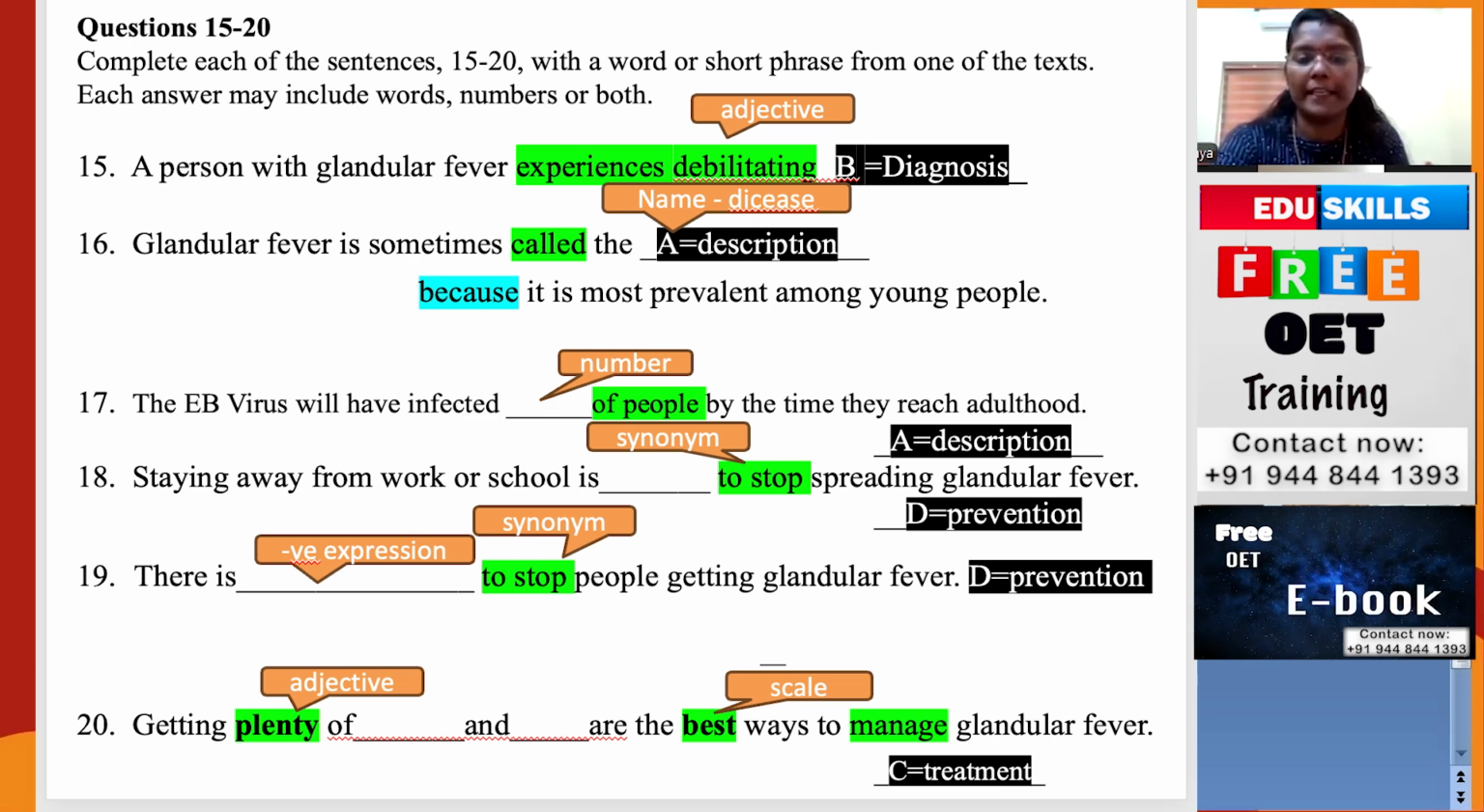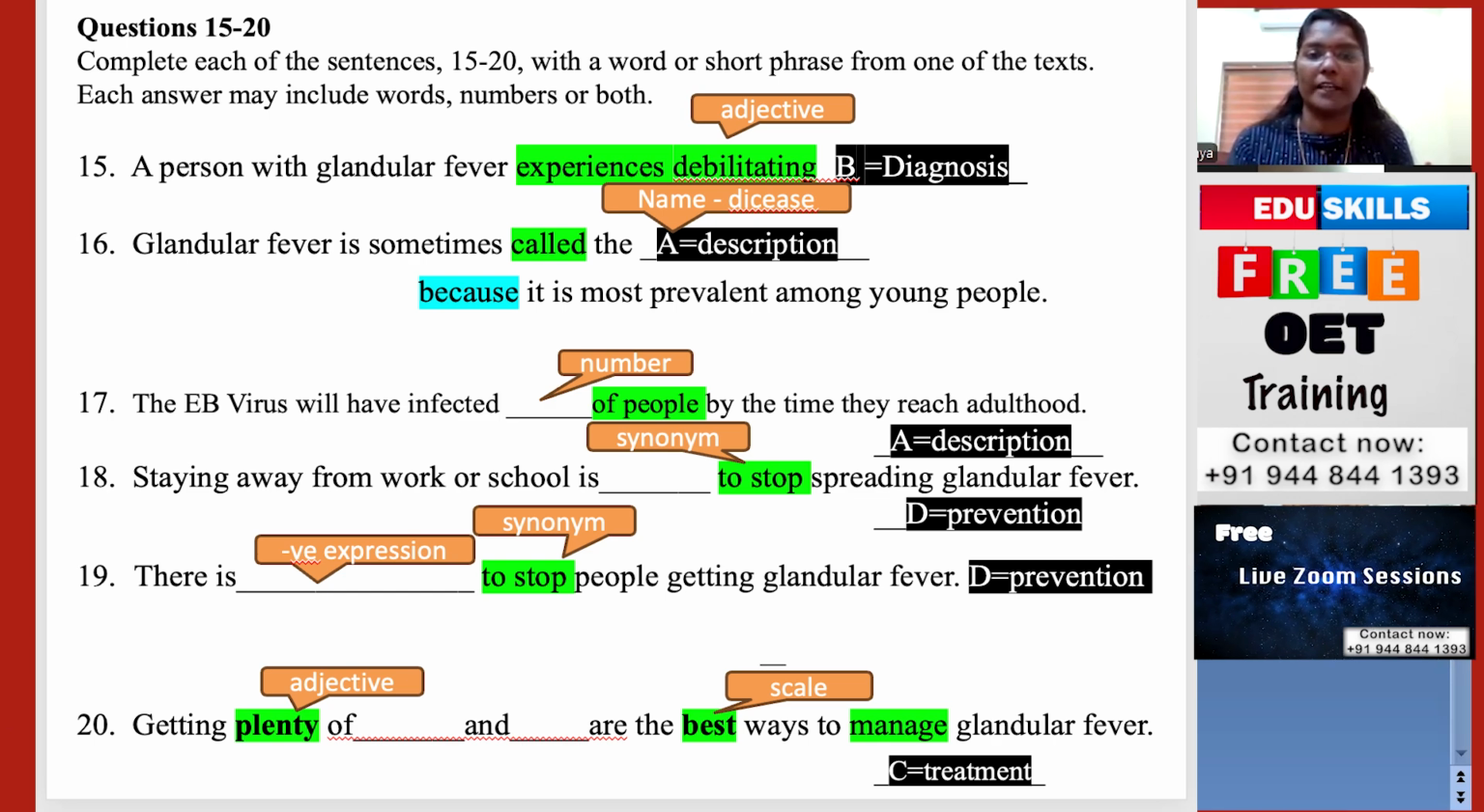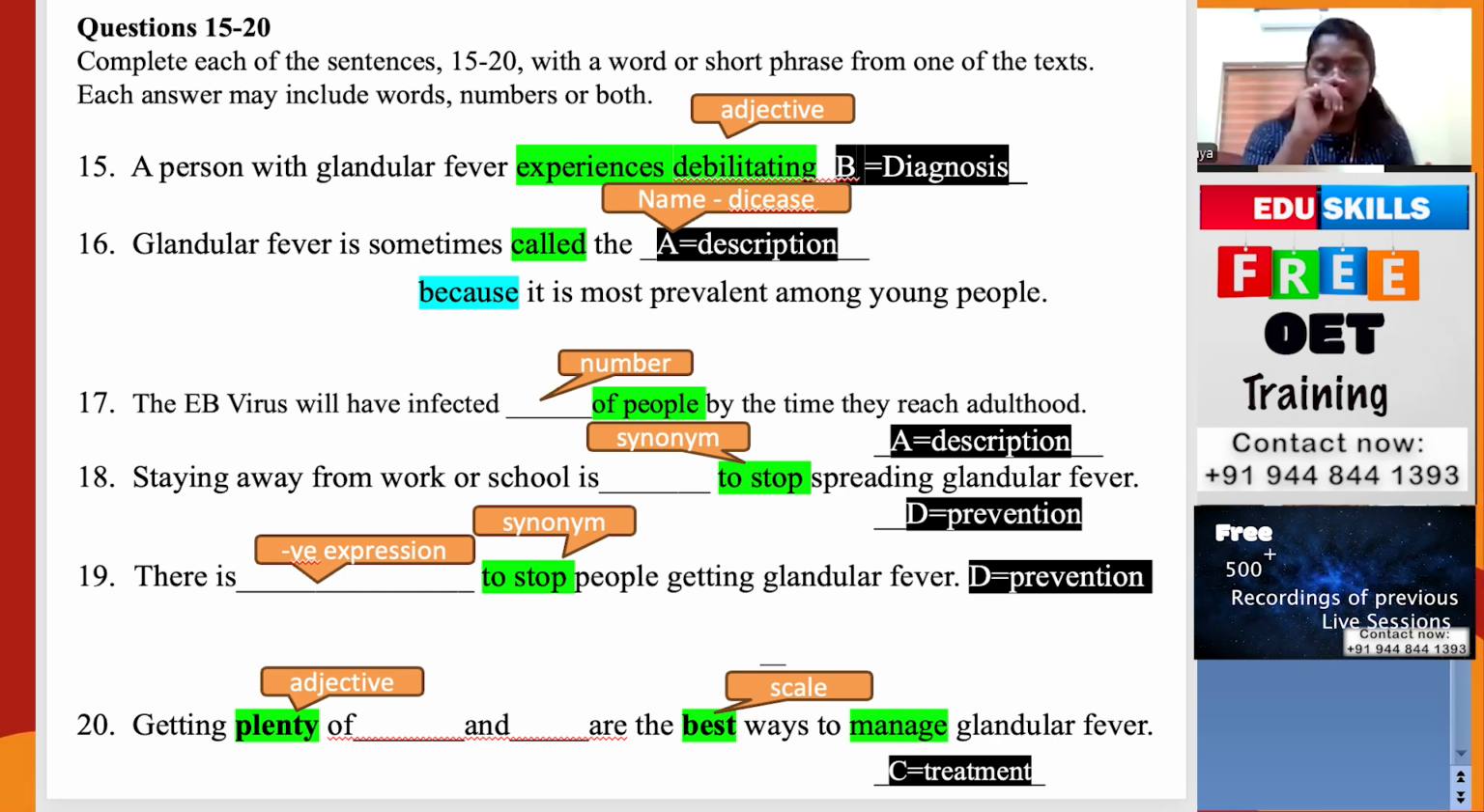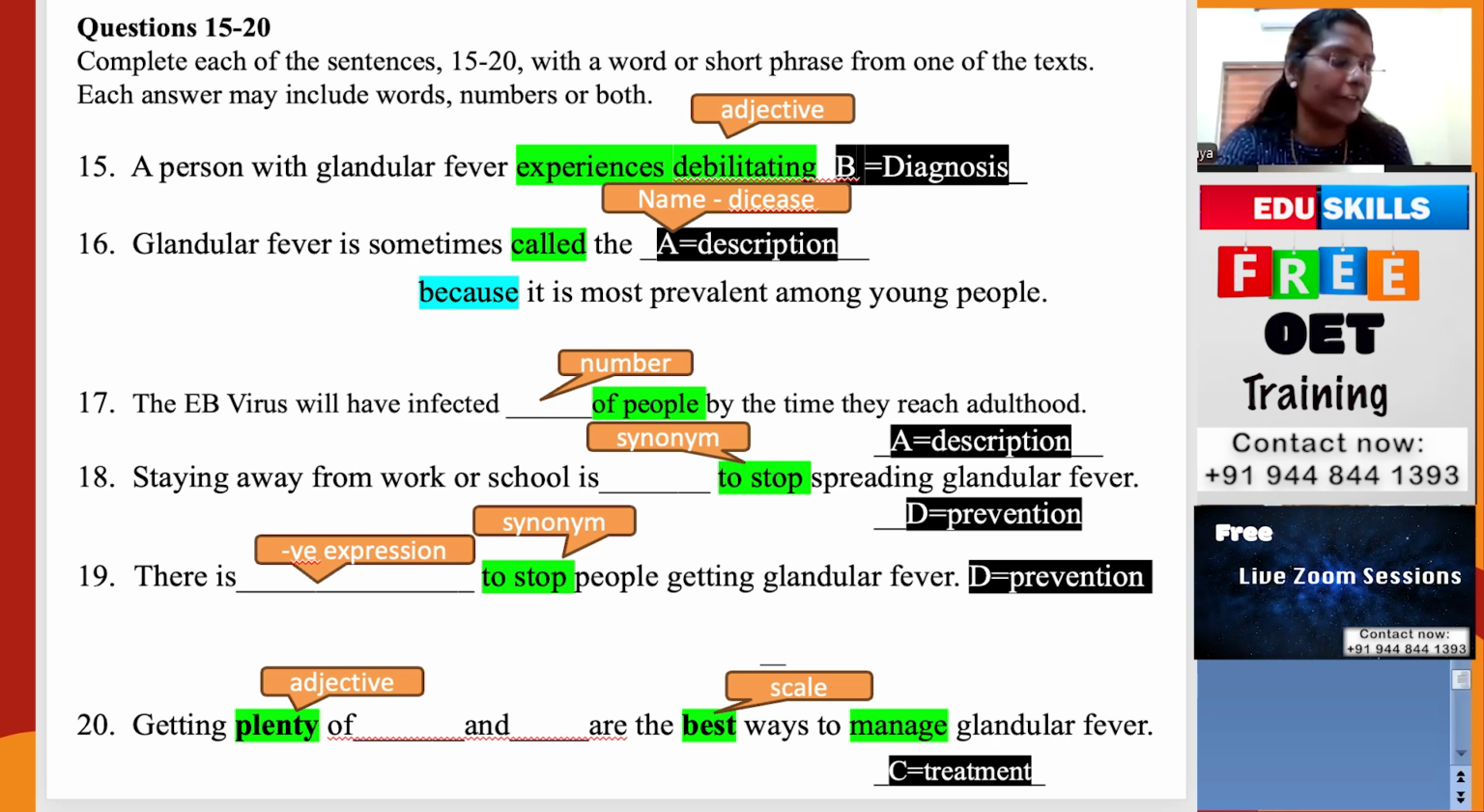Tiredness and fatigue. Then text C: questions 2, 11, 13, 20 are the questions that come under text C. Let us move to text C. The second question: unexpected difficulties that might arise from hardware. Where is unexpected difficulties?